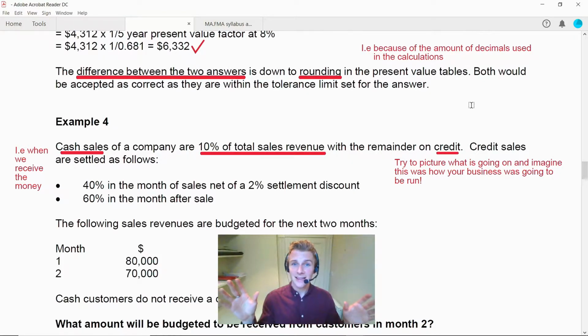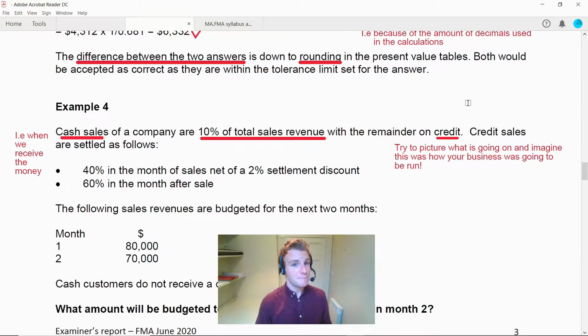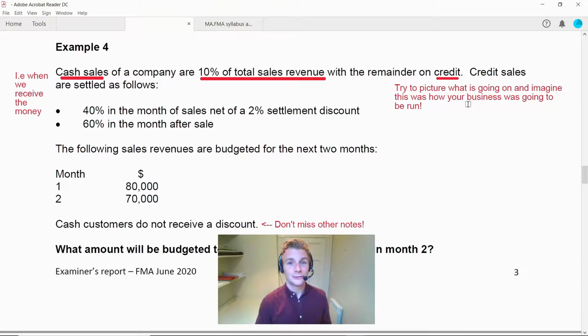The PV factor tables are there to help you. They're on the exam, they are there. It's up to you as a student to get familiar with them and know how to apply them into what scenario of question as well. So that is example number 3. Some really good tips on that one as well. Because NPV is difficult and students tend to get it wrong as well, as we'll come on to later on.